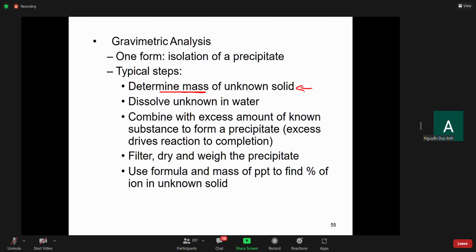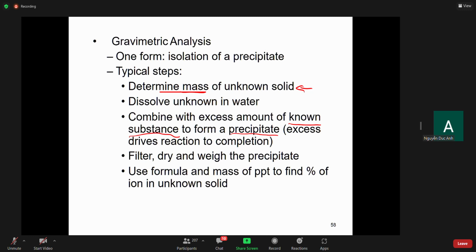let that unknown solid react with a known substance to form a precipitate. So in this one, at least we know one part of the precipitate. It can be the negative part, it can be the positive part.